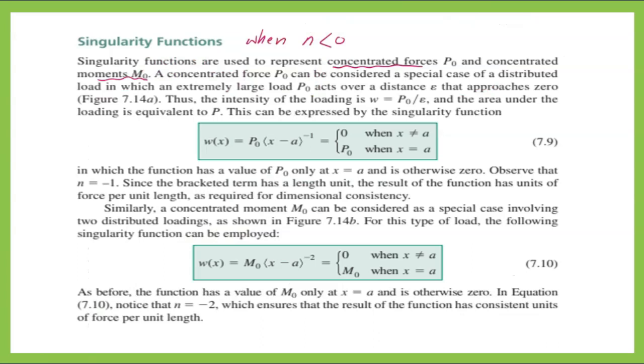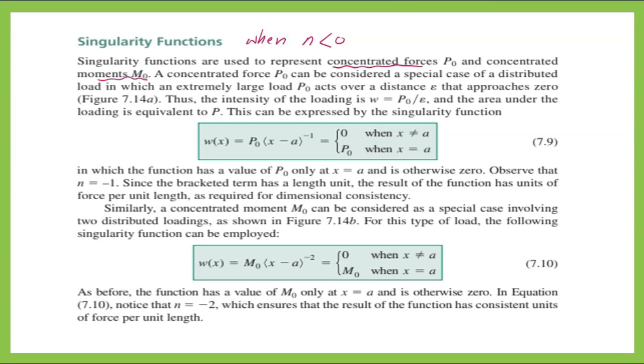In the next slide, we can see new functions that are called singularity functions, when n equals minus 1 or n equals minus 2. These singularity functions can be used to express concentrated loads and concentrated moments. These functions can give the value of the load intensity in the case of concentrated load B naught acting as w of x equals B naught multiplied by x minus a raised to the power of minus 1, which equals 0 when x does not equal a, and equals B naught when x equals a. In that case, n equals minus 1.